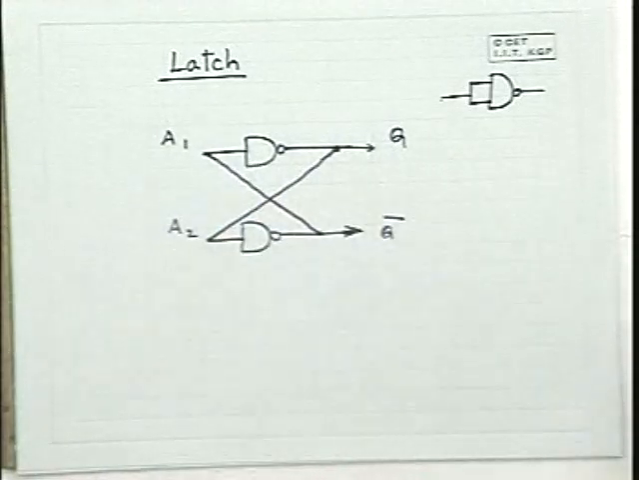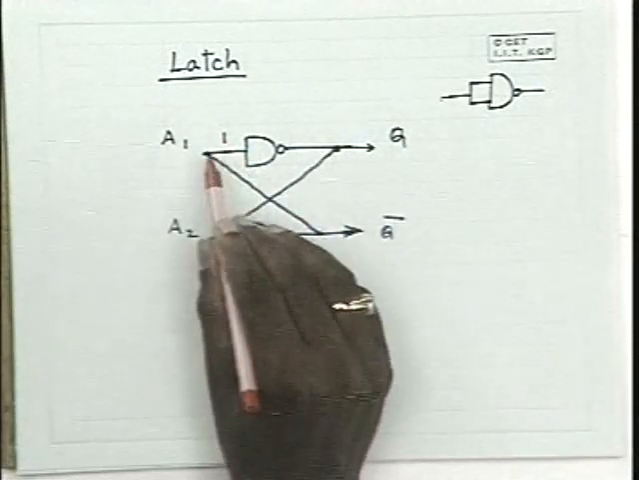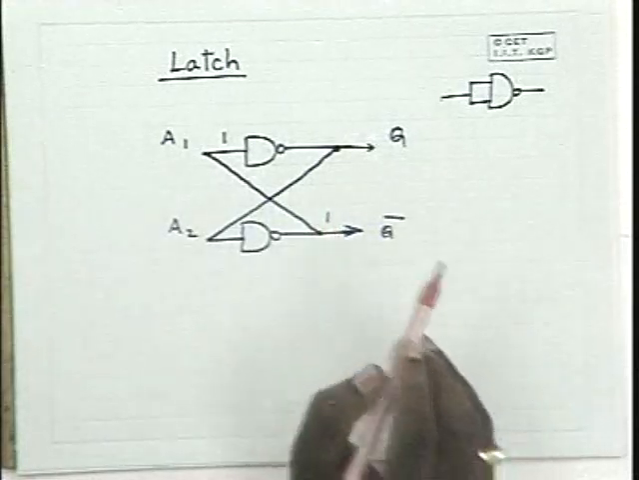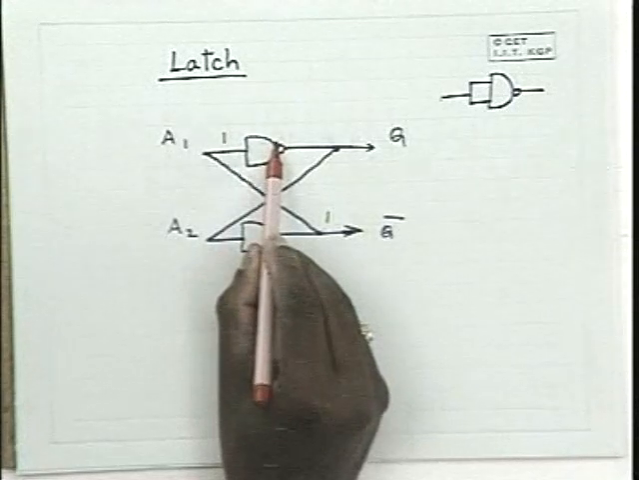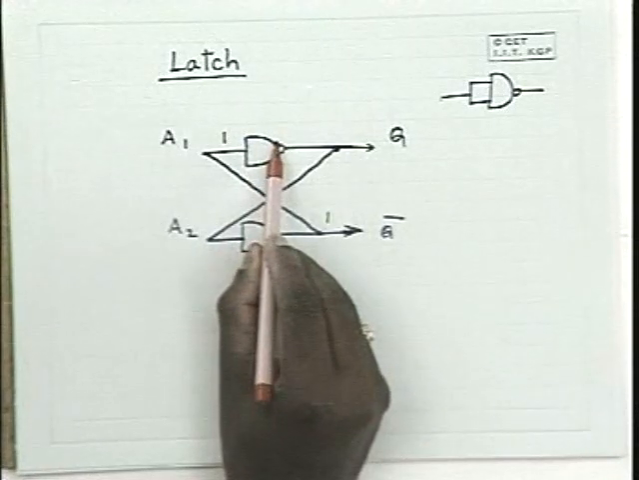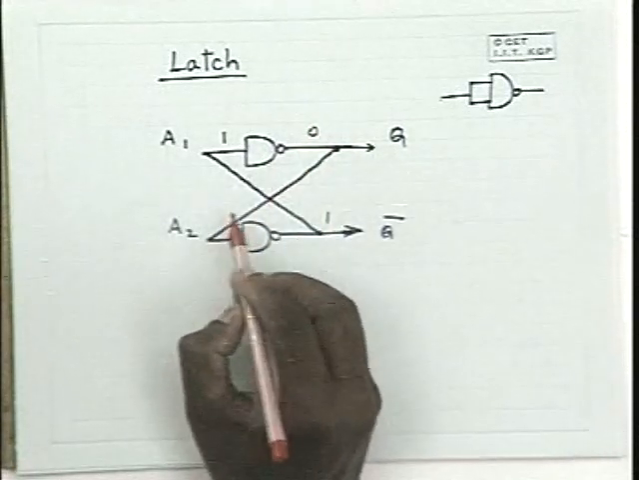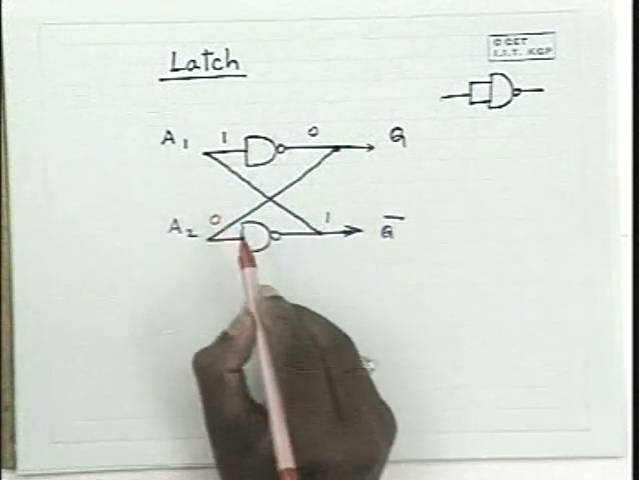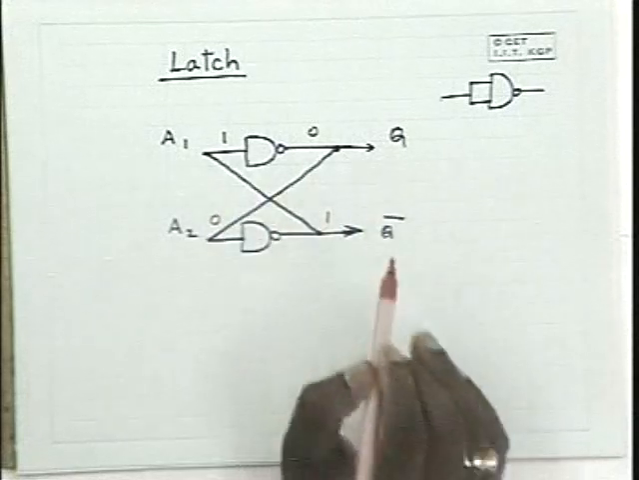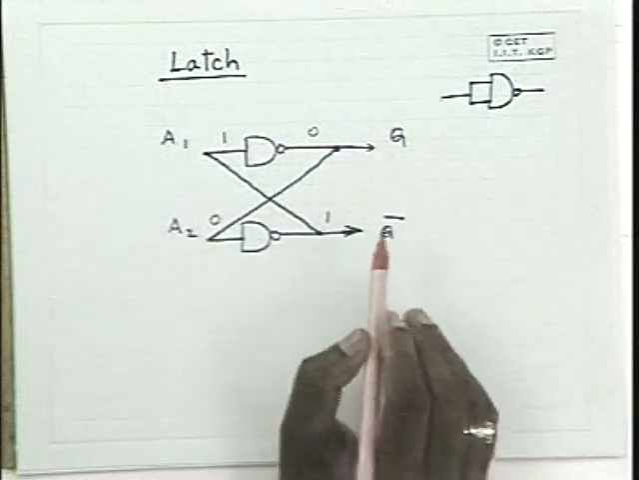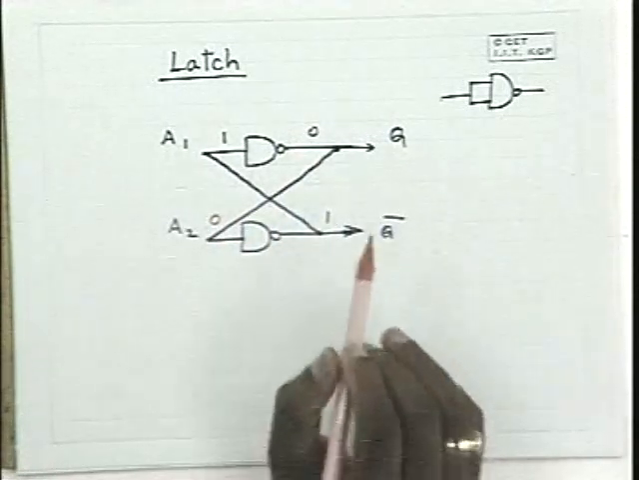If this input happens to be 1 at any instant, that means here also it is 1. With this as 1, the output will be 0 here. And when this is 0, this output is also 0, and when this is 0, this is 1. Therefore, the logic is consistent, and the circuit can remain in this kind of a state.